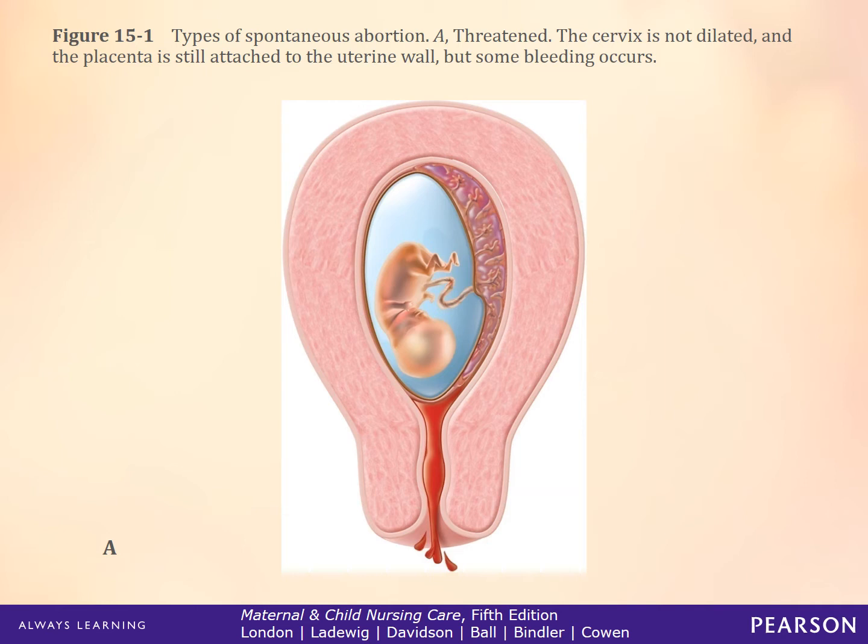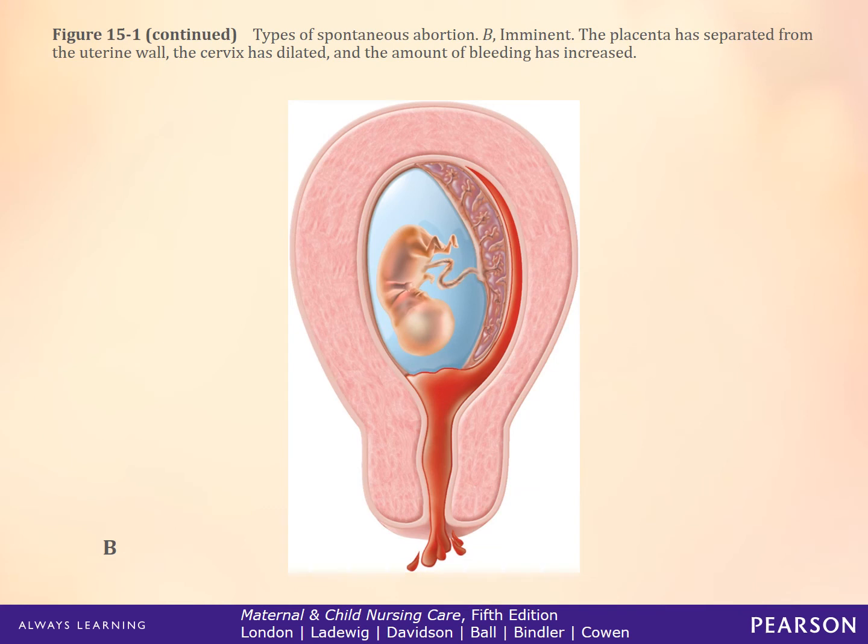These are the types of spontaneous abortion that should be in your book. A threatened abortion is where the cervix is not dilated, the placenta is still attached to the uterine wall, but she does have some bleeding, and that's called a threatened AB or threatened abortion. An imminent abortion is where the placenta has separated from the uterine wall and the cervix is dilated and she has more bleeding. And that means that it's imminent that she is going to abort this fetus.